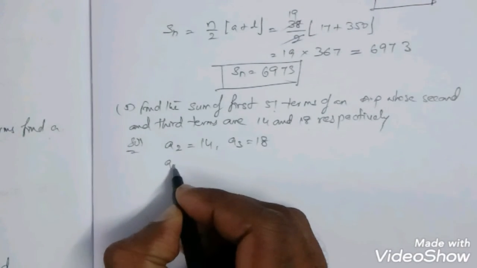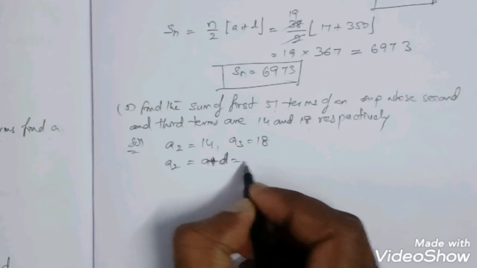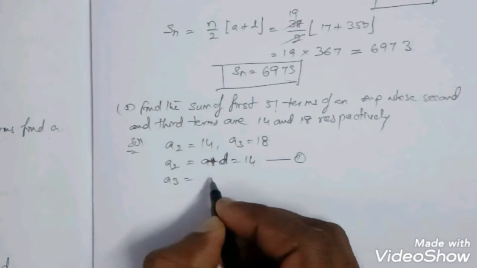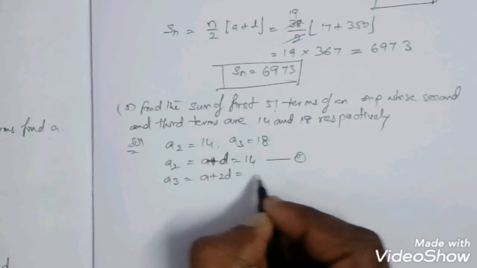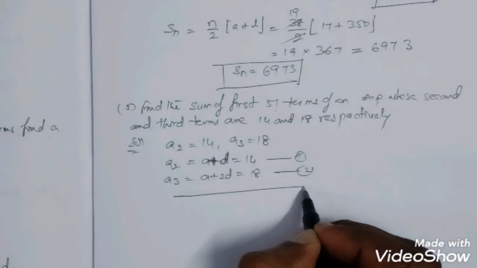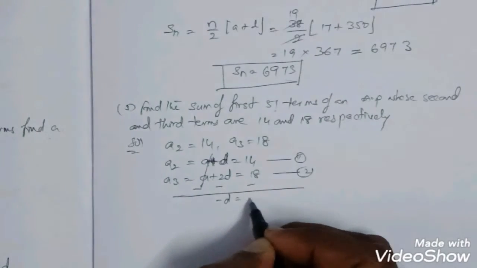Now second term I can write as A2 is equal to A plus D, that is nothing but 14 denoting as first equation. Next A3, so A3 is nothing but A plus 2D, that is 18 denoting as second equation. Now solve these two equations. So if I solve, you will get minus D is equal to minus 4.